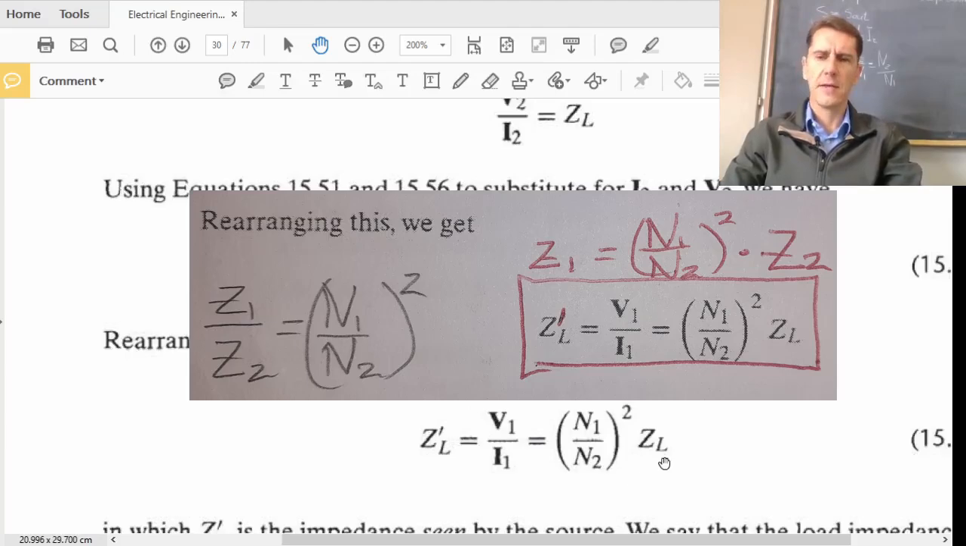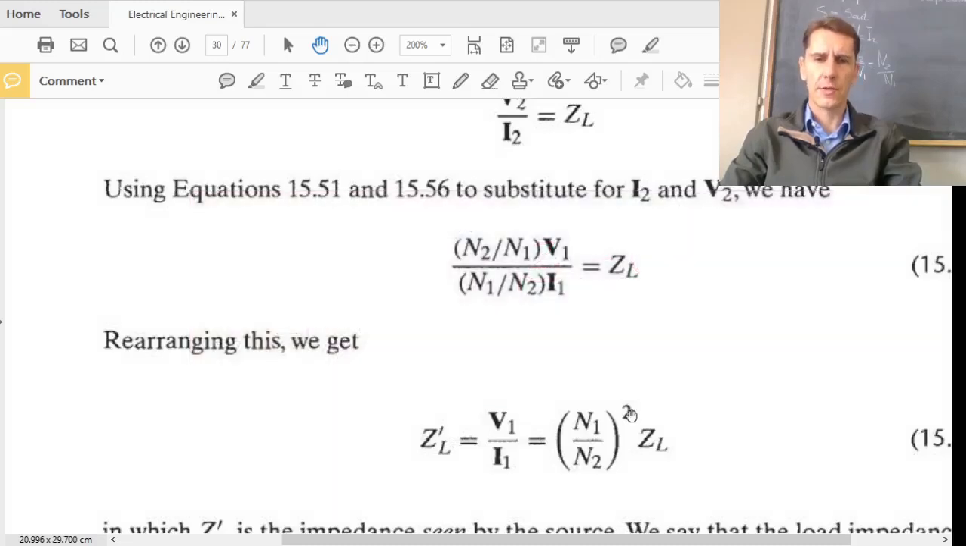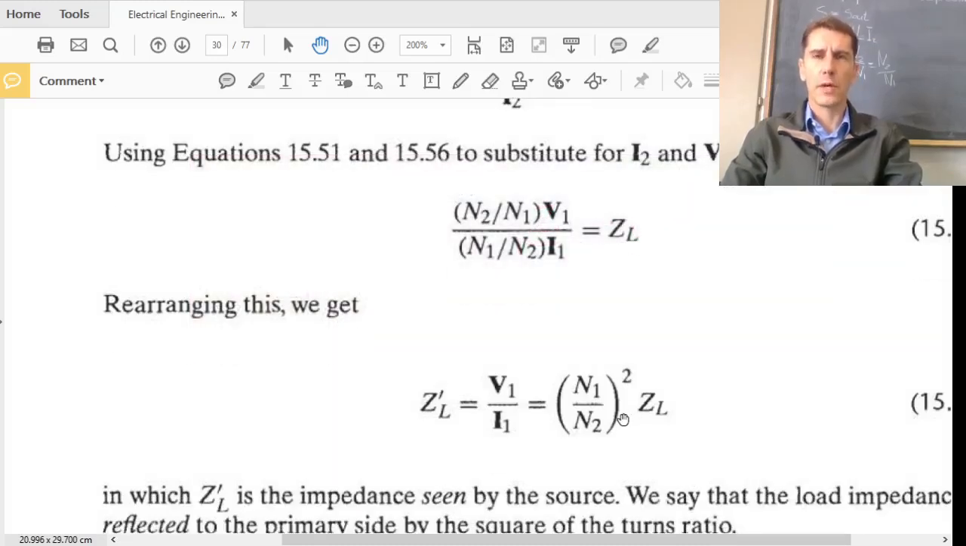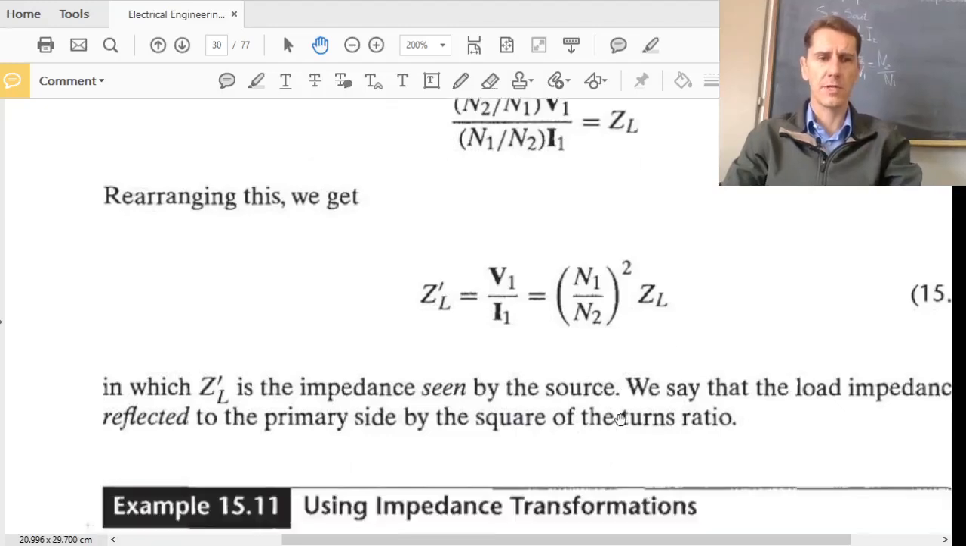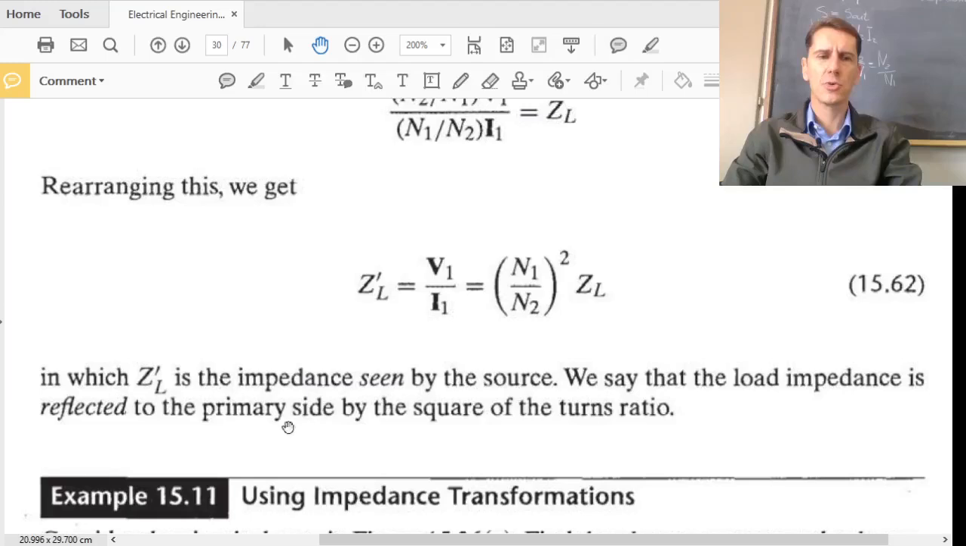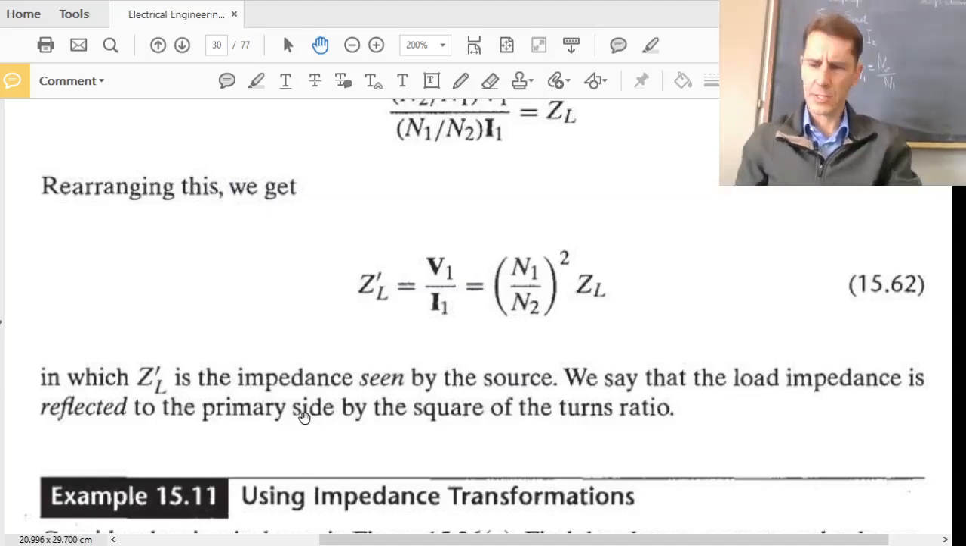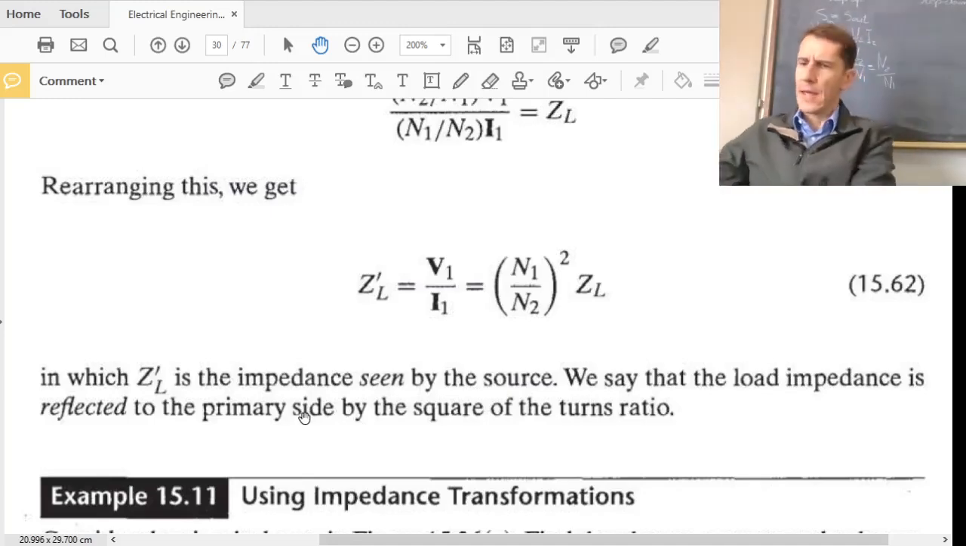So in that sense, you can easily calculate the referral to either side. But typically, we want to take it from the load side over to the source side to calculate the information. So ZL prime is the impedance seen by the source. We say that the load impedance is reflected, or referred, or transformed over to the primary side. Okay, so we're going to do an example just now that takes all of this into account.